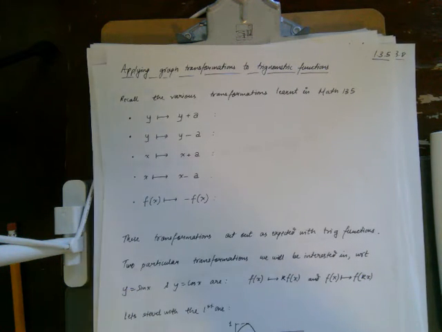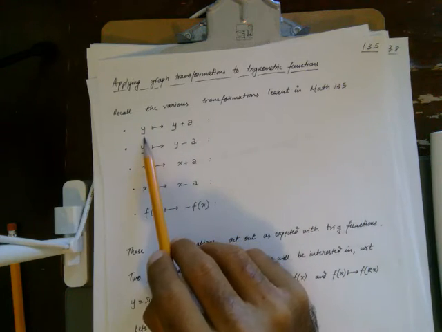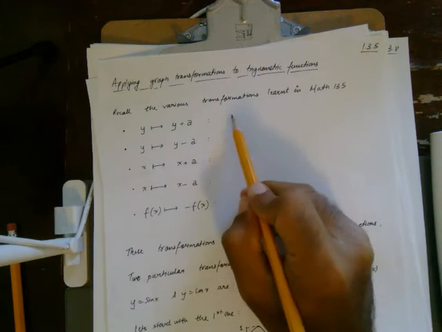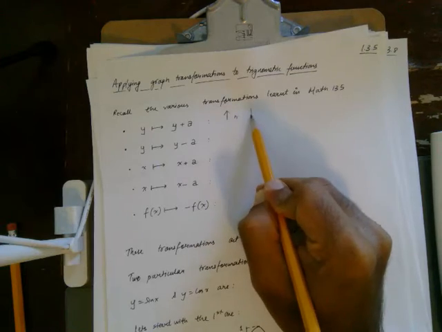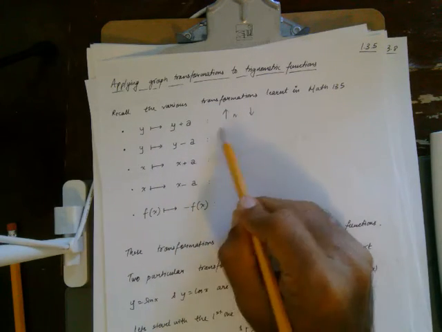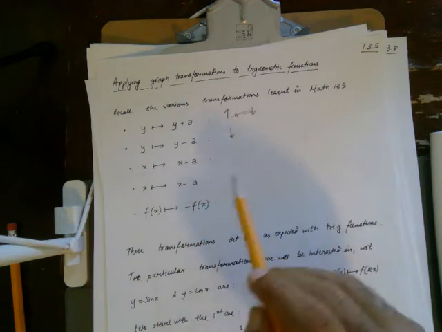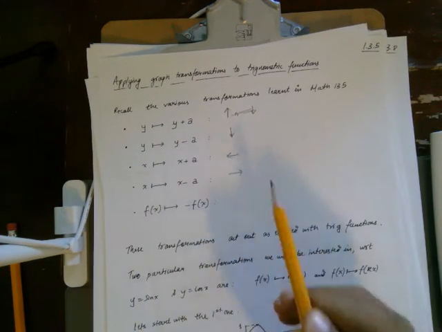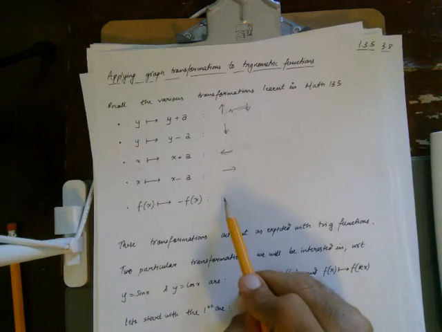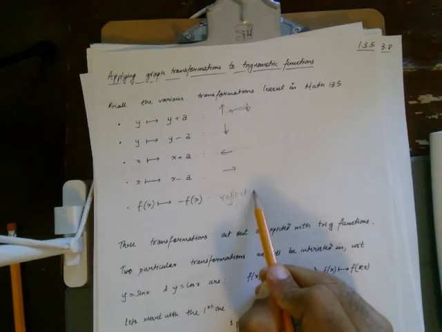Okay, applying graph transformations to trigonometric functions. Now in Math 135, you learned some basic transformations and what they do to the function. So for example, changing y to y plus a, you move it up or down. Changing y to y minus a, well, y plus a moves it up, y minus a moves it down. Changing x to x plus a moves it left, x minus a moves it right. Changing a function to its negative is going to be reflection, and so on.